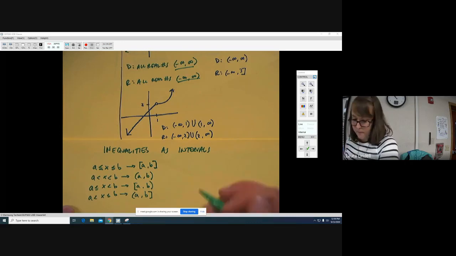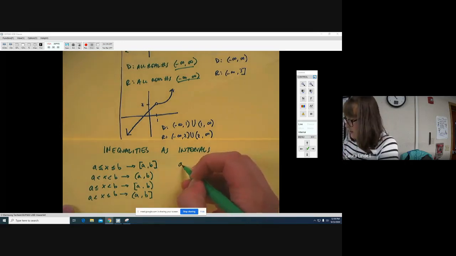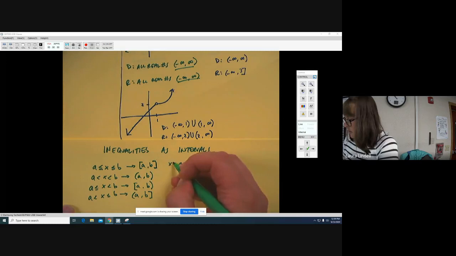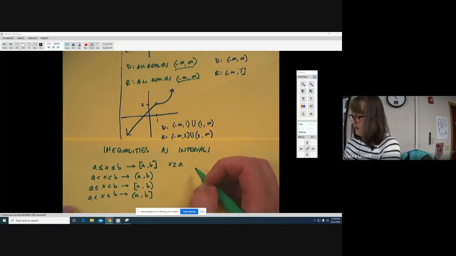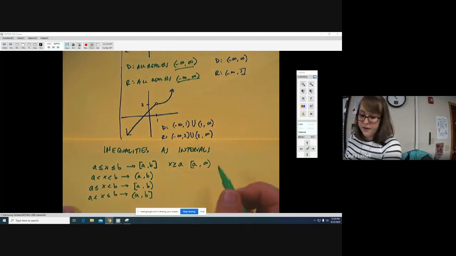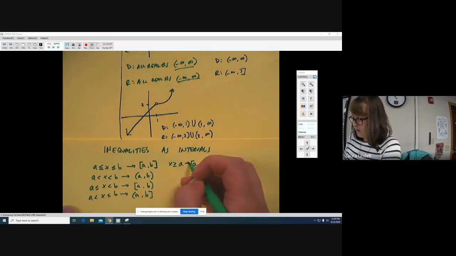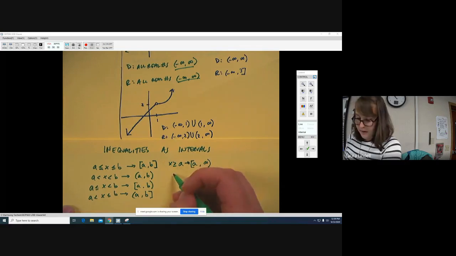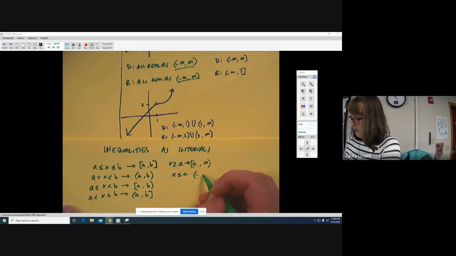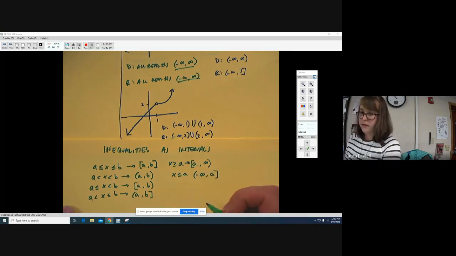And then same idea, but in reverse here. With infinity, if I have x values greater than or equal to some value a, then we include a, but we send the rest of it off to infinity. And on infinity, there's always a parenthesis. If I have less than or equal to some value a, then we have negative infinity up to a, including a.